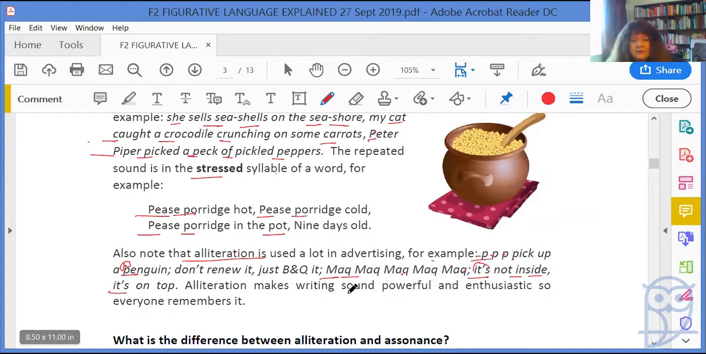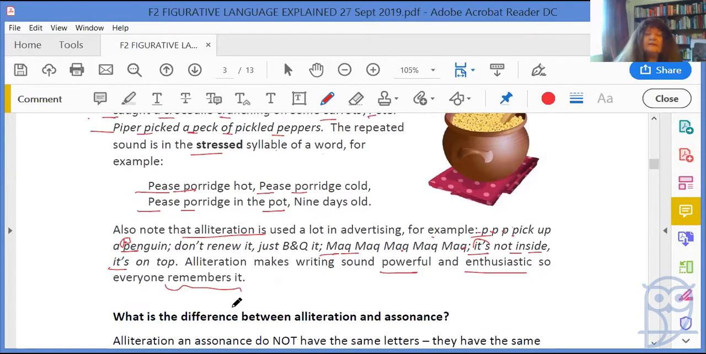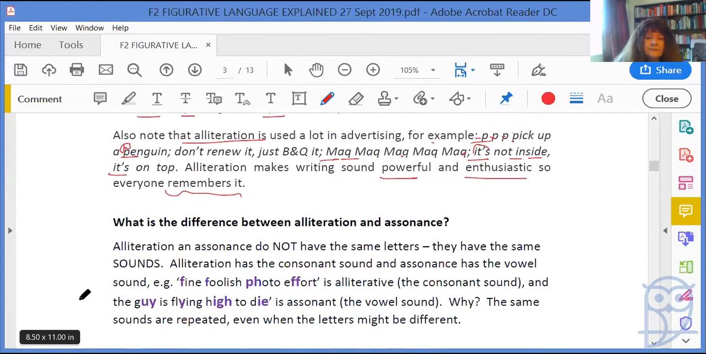So alliteration makes writing sound powerful and enthusiastic, so everyone remembers it. Okay, so adverts that drive you mad are generally going to have alliteration in it. And we'll look at the difference between alliteration and assonance. What is the difference between alliteration and assonance? Assonance, vowels, because there's one at the beginning and the end. Alliteration, there's your consonants right there.